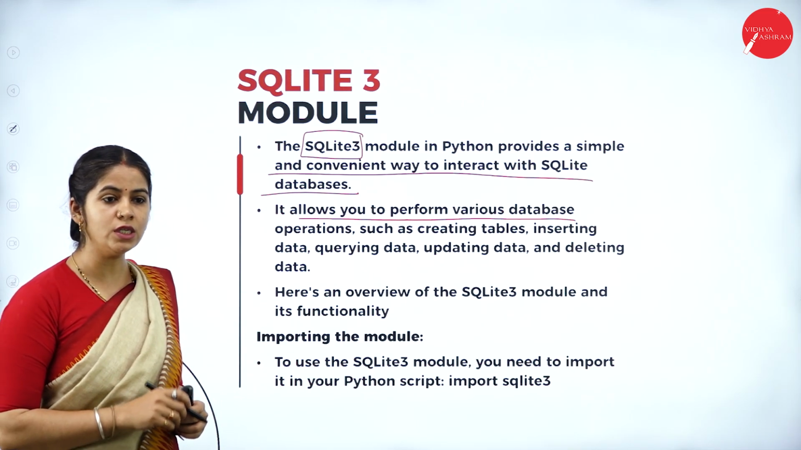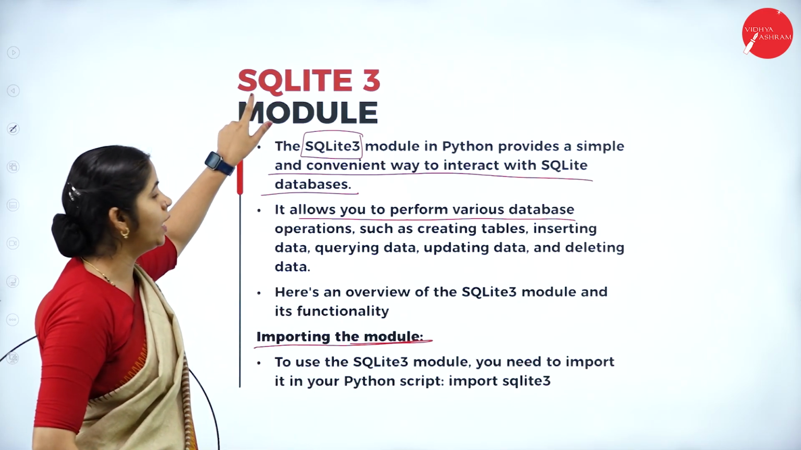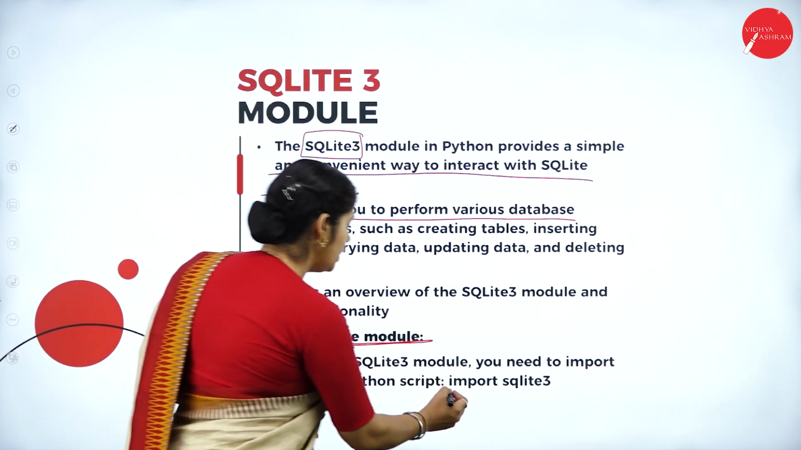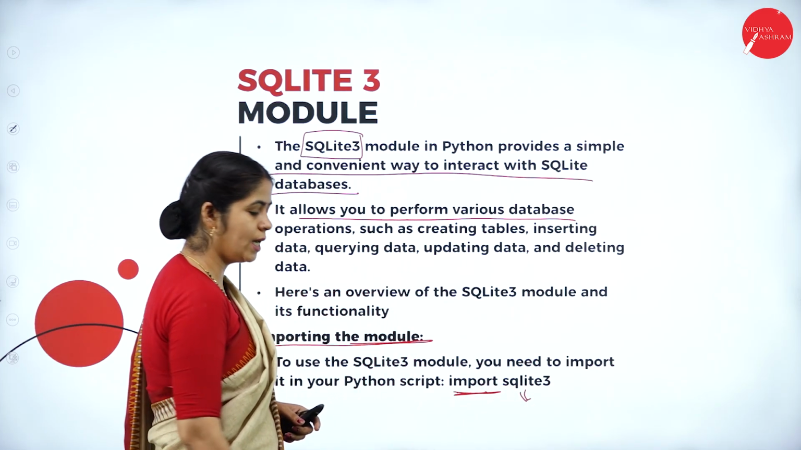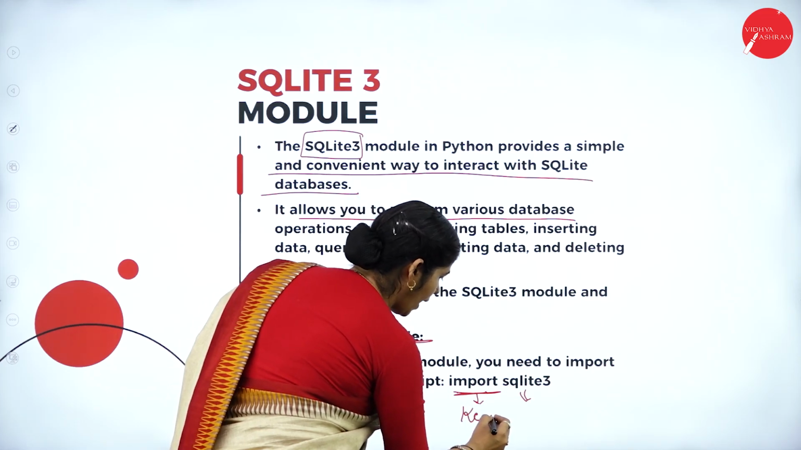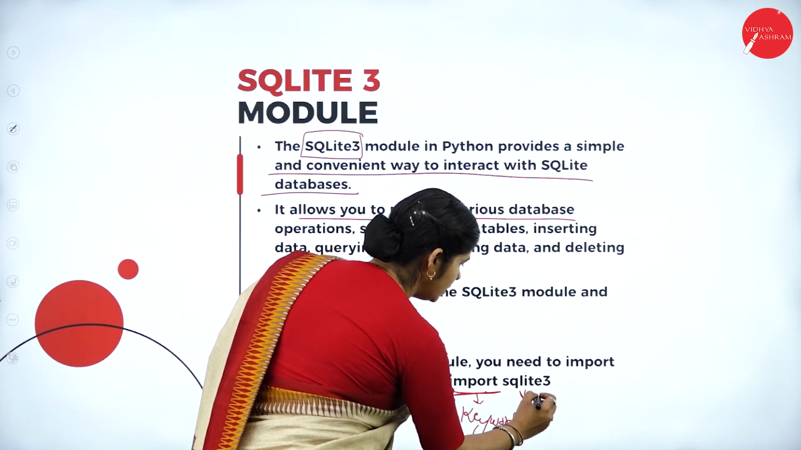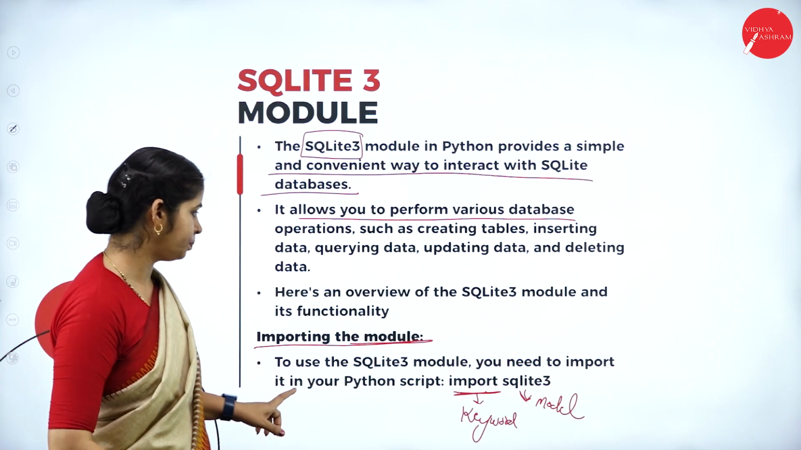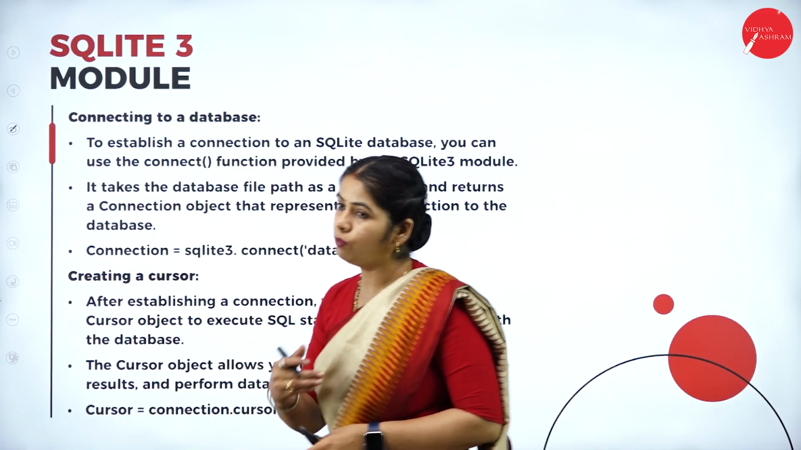What we have to do first is import this particular module, SQLite 3. How to do that? By using the keyword import, and we have to give the module name. This is a keyword to import any file into Python programming, and this is the module we are using for providing the connection. So this is what we have to do first.